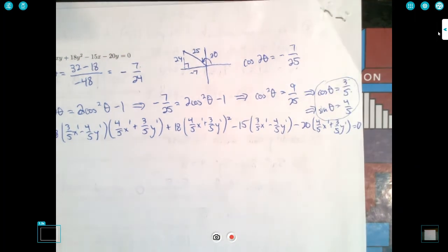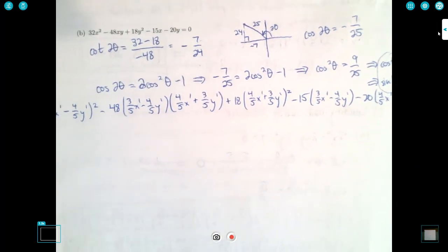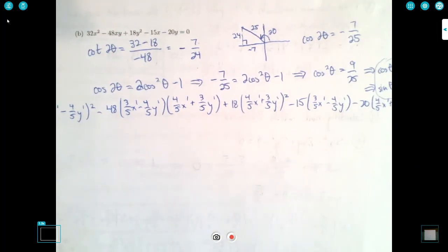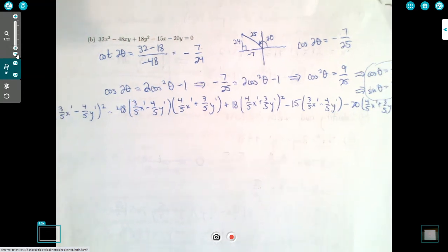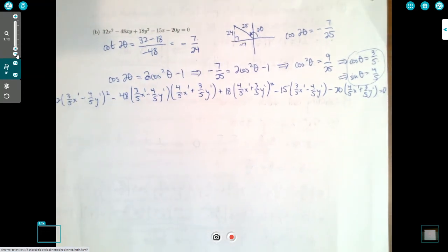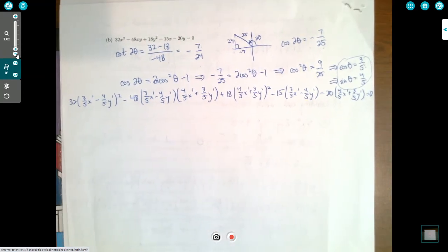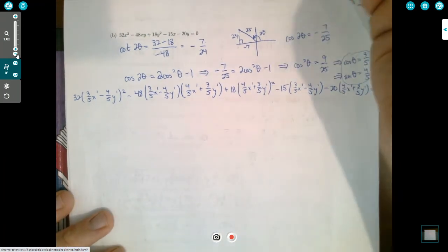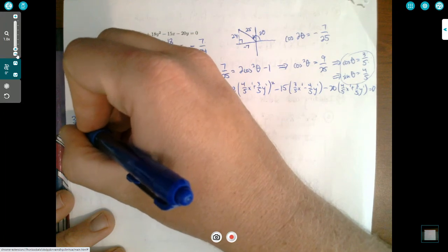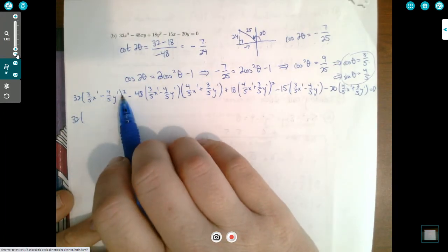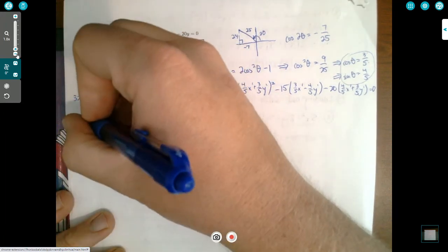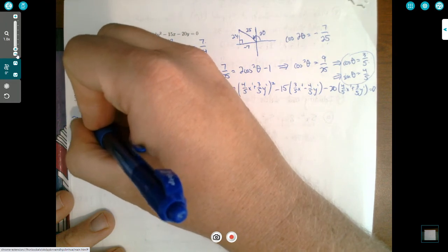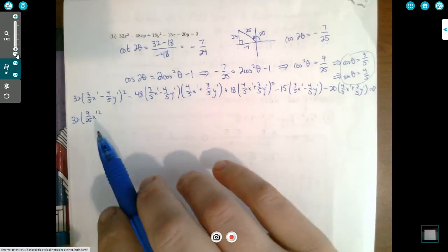Equals 0. Okay, somehow I managed to cram it all into that line. I should maybe zoom out if I can. Okay, and then the rest is algebra, right? So we're going to have 32 times 3/5 squared, which is 9/25. This is 9/25 x prime squared.